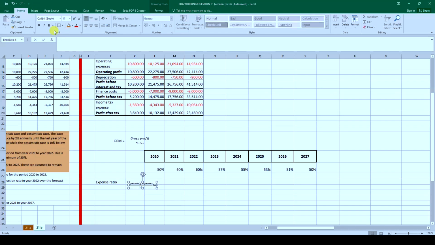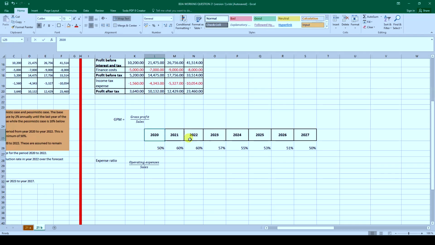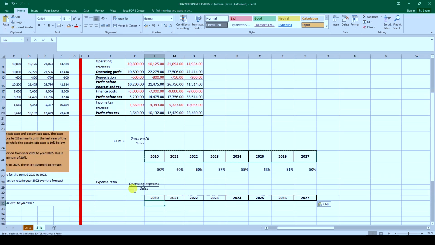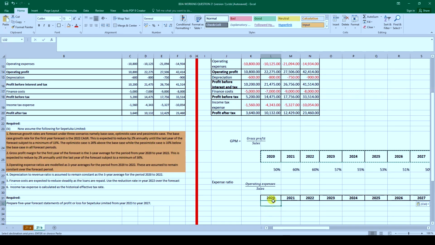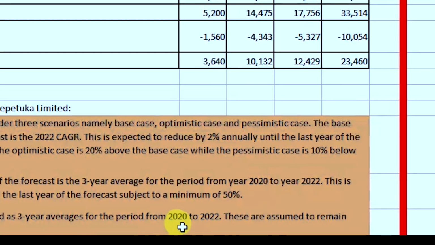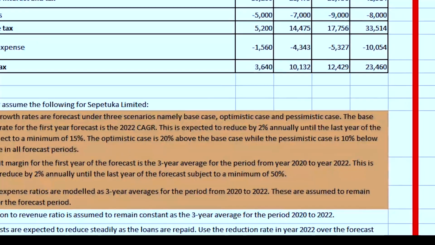Pardon me, I put it in the wrong place, just down the denominator, down here, sales. So we're going to use this same period over here like that, copy, Control V, pick the years, then we put the expense ratio for 2020. So for 2020, we put the operating expenses. And just to counter check whether we're doing it from 2020 or from 2019, we've been told operating expense ratios are modeled as 3-year averages for the period 2020 to 2022. So we are at 2020 to 2022.